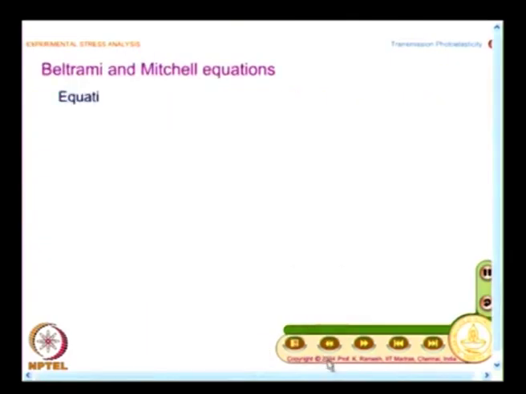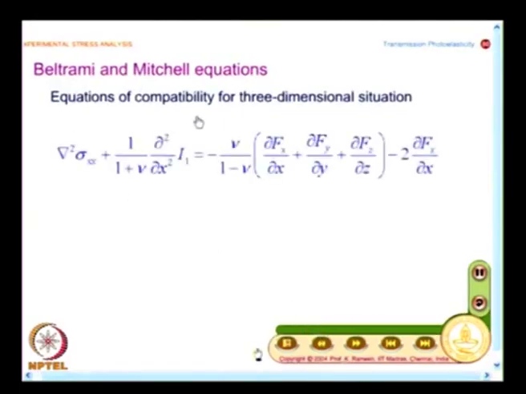Now, let us look at how the compatibility condition looks when I go to a three dimensional situation, and these are famously known as the Beltrami and Mitchell equations. You may not find this in several books, and experimentalists are concerned about this. So, I have this as del squared sigma xx plus 1 by 1 plus nu dou squared by dou x squared I1, this is the first invariant, that is equal to minus nu by 1 minus nu times dou fx by dou x plus dou fy by dou y plus dou fz by dou z, minus 2 times dou fx by dou x.